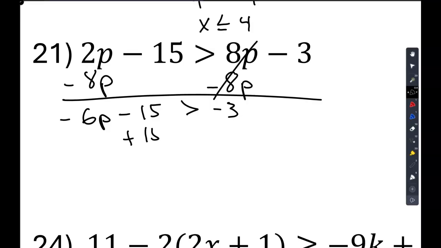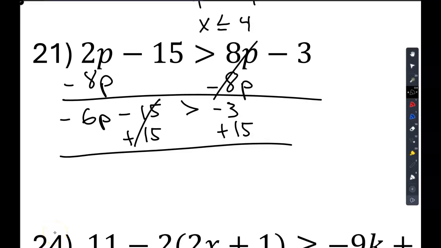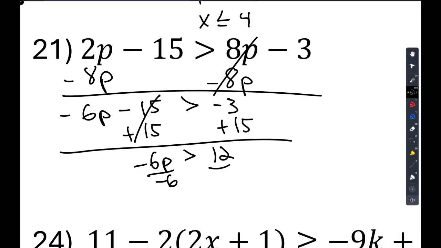We're going to add 15 on both sides. Okay, the 15s are going to cancel out. I'm going to bring down this negative 6p. All right, greater than positive 12. Different signs, find the difference. Divide by negative 6 again. Swap the inequality. P is less than 12 divided by negative 6. Positive divided by negative is a negative. 12 divided by 6 is 2.